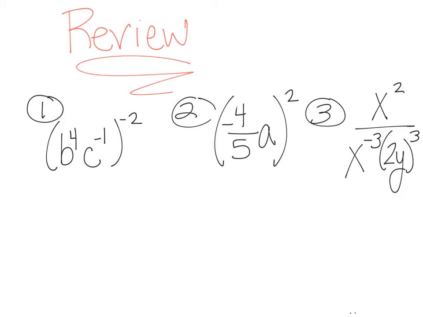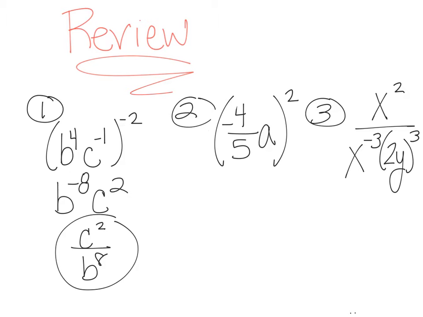All right, so here are 3 examples. Problem 1. Now, the directions for all of these are just to simplify. So in problem 1, we would follow the rule of powers, and we would multiply powers, and we would get b to the negative 8, c to the second. And then we would simplify that using our rules for negative exponents, and we would get c squared divided by b to the 8th, and there's my answer.